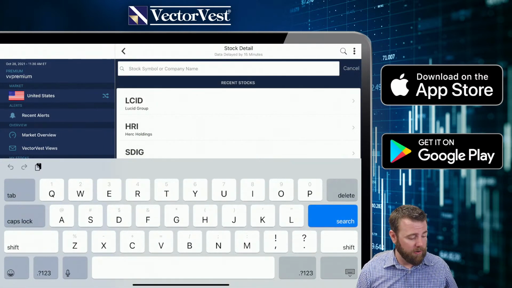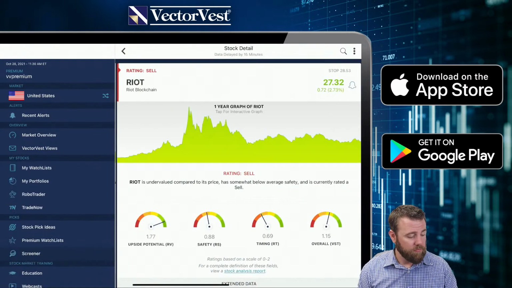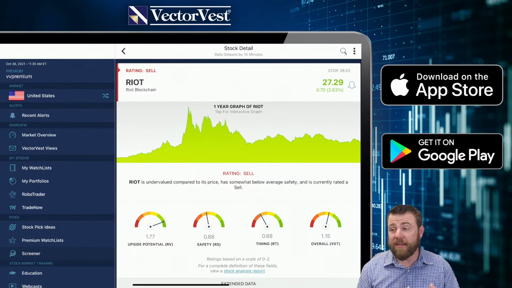Let's see, RIOT. Riot, good long-term potential, but does have a lot of risk associated with it. You're in a steady decline, however, so therefore, the timing is not right with this one. Has good potential, good stock, just not the right time to be in it. Let's see what else we have. RGR.